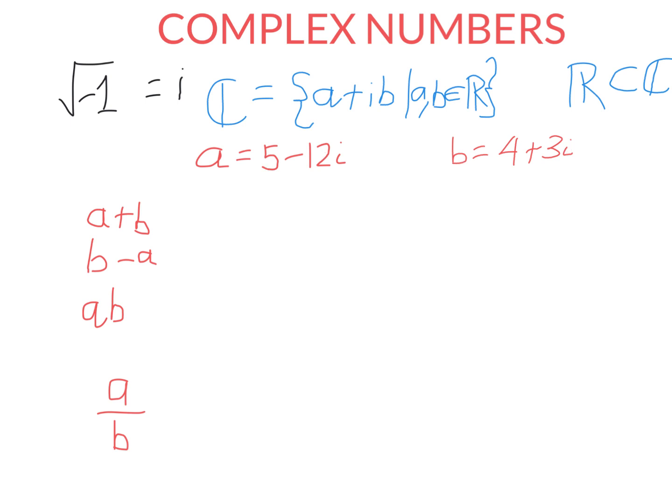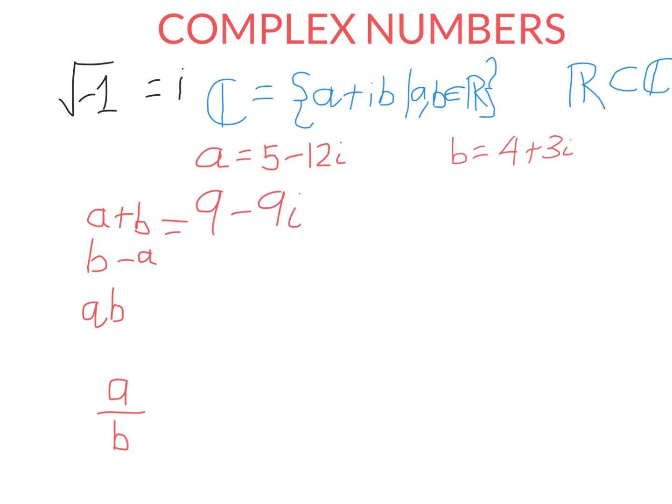So let's look at performing operations with complex numbers. Adding complex numbers is easy. Again, just treat it like terms. So if I want to do a plus b, I add the two real parts. 5 plus 4 is 9. And then I add the two imaginary parts. Negative 12i plus 3i just gives us negative 9i.